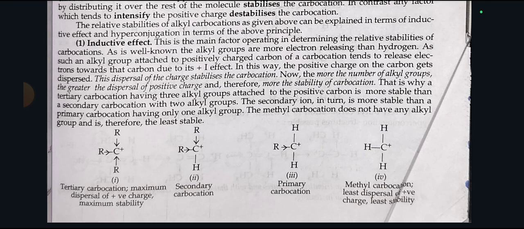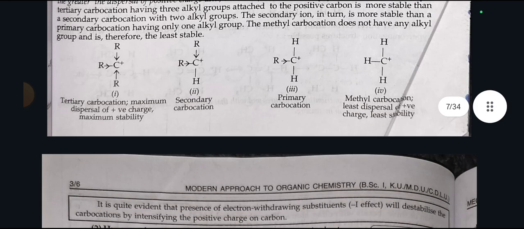Now, the more the number of alkyl groups, the greater the dispersal of positive charge, and therefore the more the stability of the carbocation. That is why a tertiary carbocation having three alkyl groups attached to the positive carbon is more stable than a secondary carbocation with two alkyl groups. The secondary ion in turn is more stable than a primary carbocation having only one alkyl group. The methyl carbocation does not have any alkyl group and is therefore the least stable.